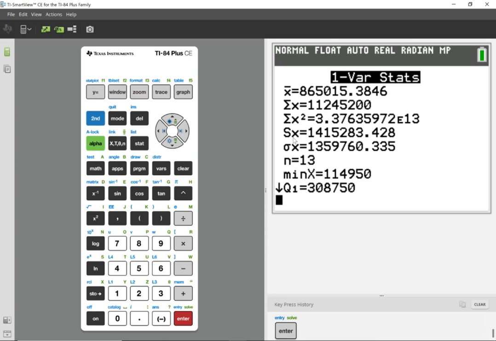You have the value for X bar. Now here below, you see the value for S and you see the value for sigma. S stands for the standard deviation of a sample. Sigma stands for the standard deviation of the population. Here we have a sample composed of 13 real estate prices. We want the value of S.